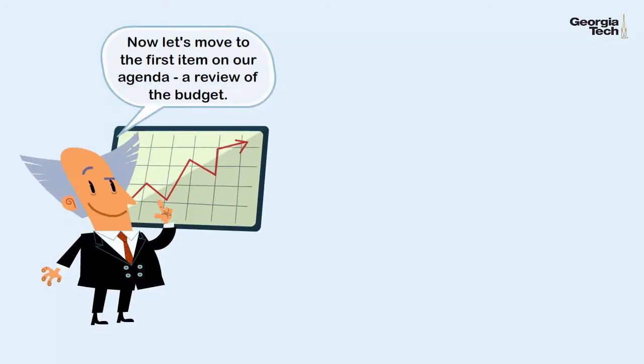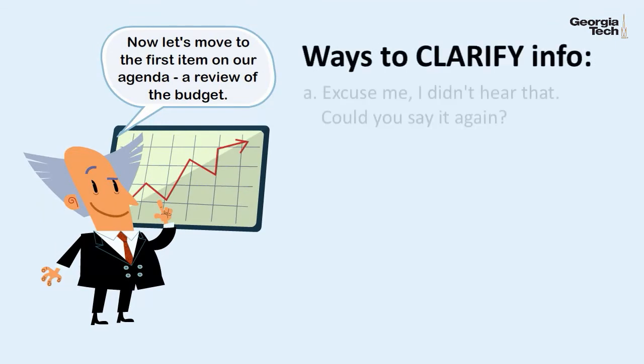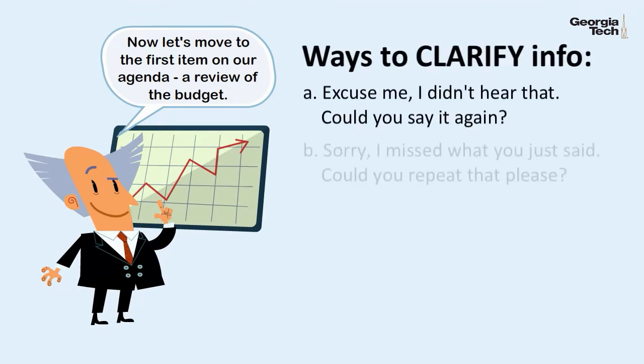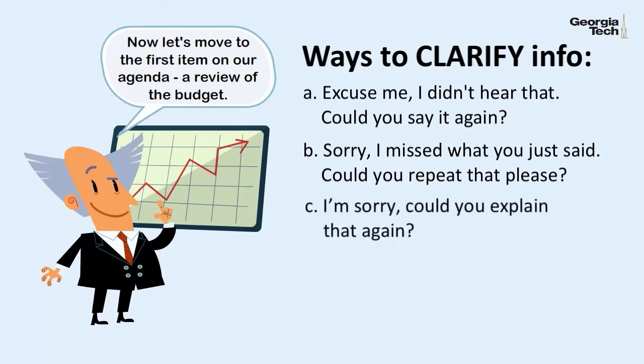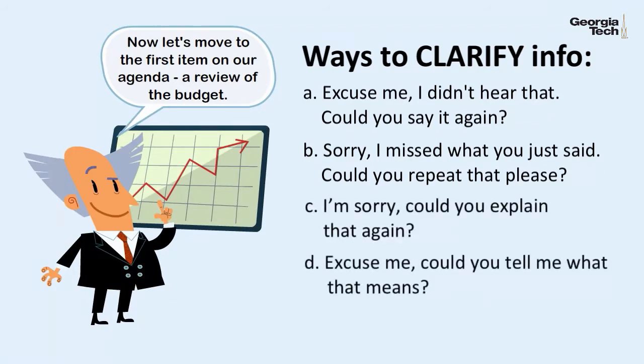Now let's move to the first item on our agenda, a review of the budget. Excuse me? I didn't hear that. Could you say it again? Sorry, I missed what you just said. Could you repeat that, please? I'm sorry. Could you explain that again? Excuse me, could you tell me what that means?